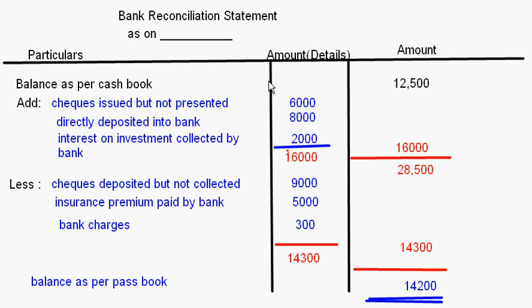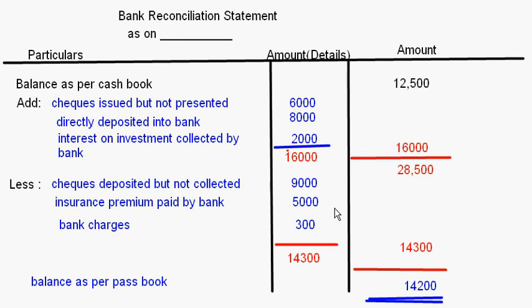Now, the same bank reconciliation statement, if I want to follow the other format, like the plus items, minus items format, in that case, particulars column will be there, plus items, minus items will be there. In plus items, you will have all this 12,500, 6,000, 8,000, 2,000, everything will come. And in the minus items, you will have these items 9,000, 5,000, and 300, right? And then finally, you can balance it, right? So both ways, whatever format you want to follow, you can follow that. The answer has to be the same.